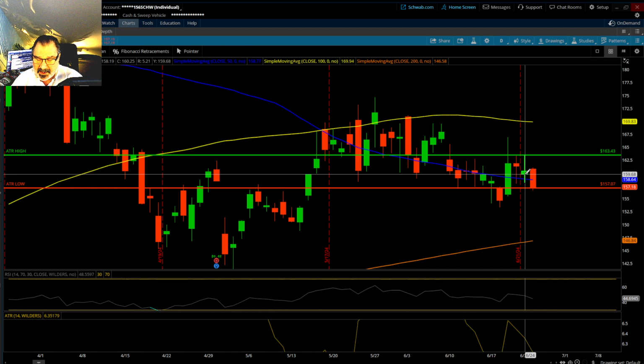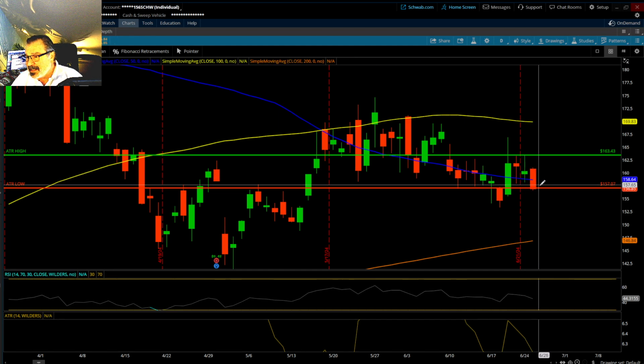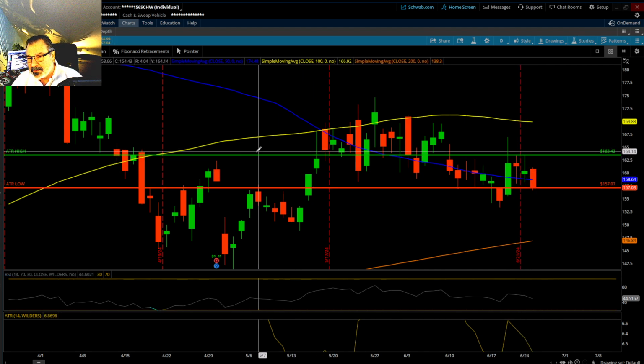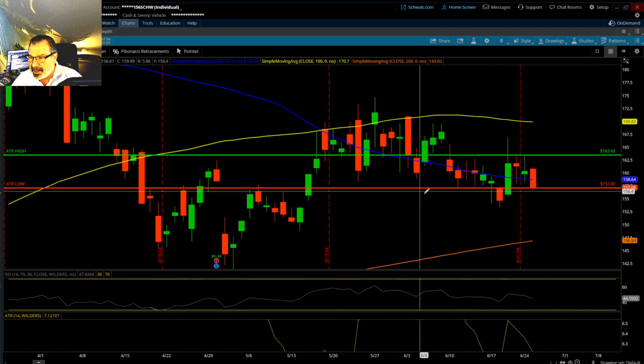Let's call it $6.36, right? And then if you divided that by 2, you'd have roughly $3.18. So then you take that $3.18, you subtract it from the close to get the ATR low, and you add it to the close to get the ATR high. So this is clean and simple because they don't have any other lines on it.